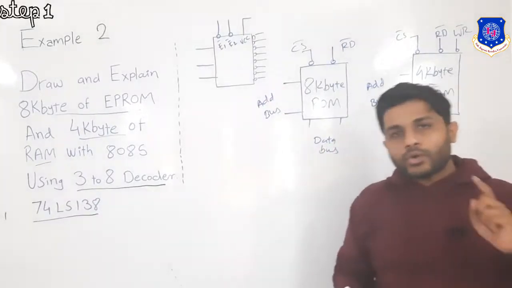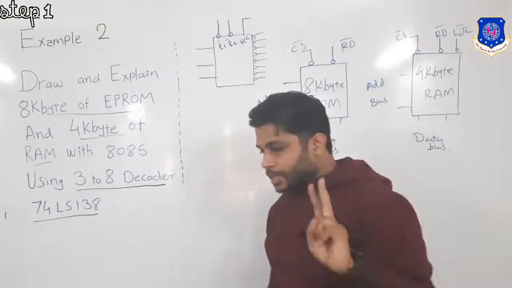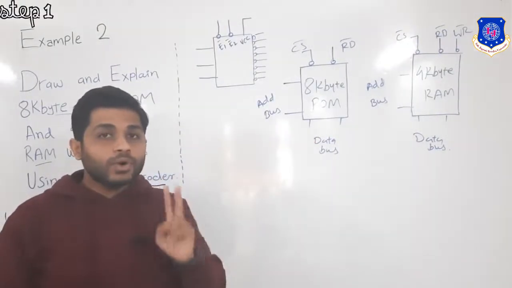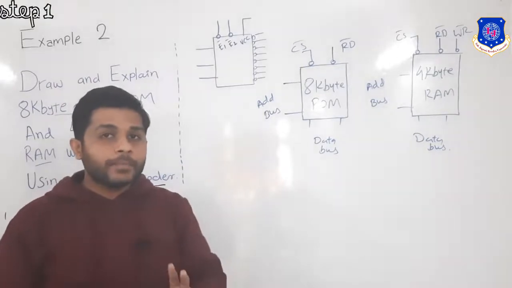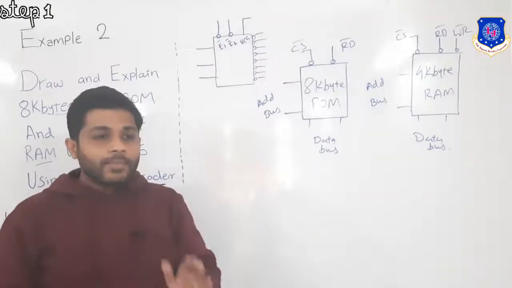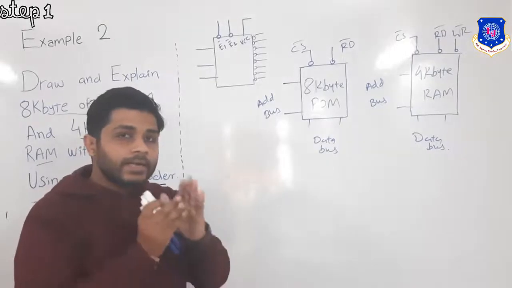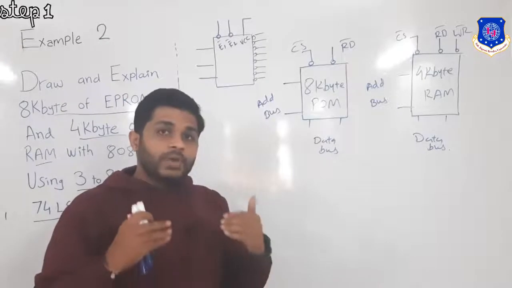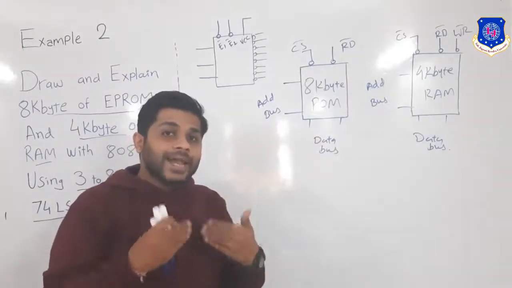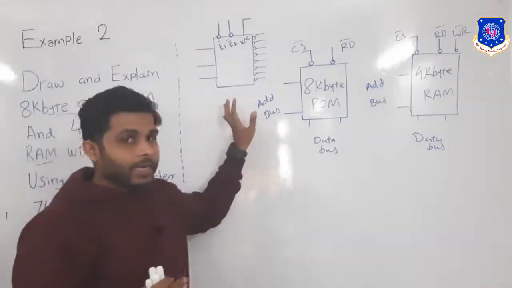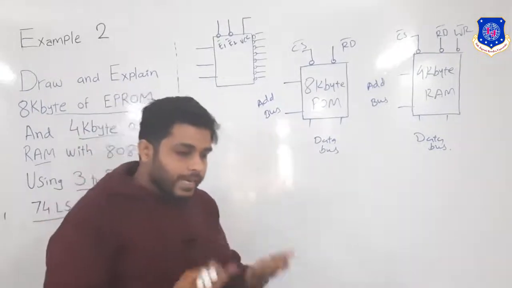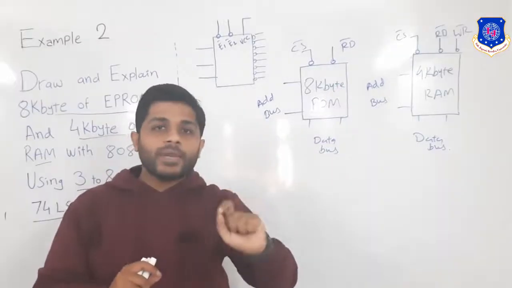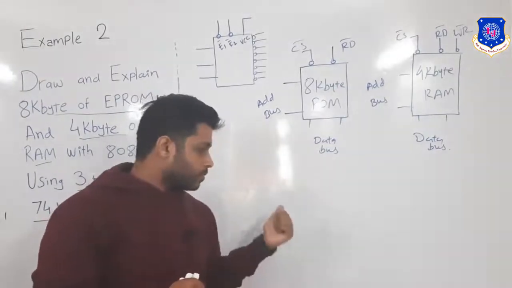Now we are going to perform the second step. Hear me, students. In the second step, we are going to draw a memory map table. Using the memory map, we can find not only the starting and ending address of a particular memory, but also how many address lines are required for chip select. So in the second step, after drawing all components separately, we are going to draw the memory map table. So let's draw it.